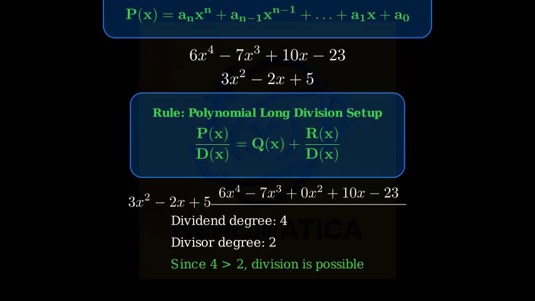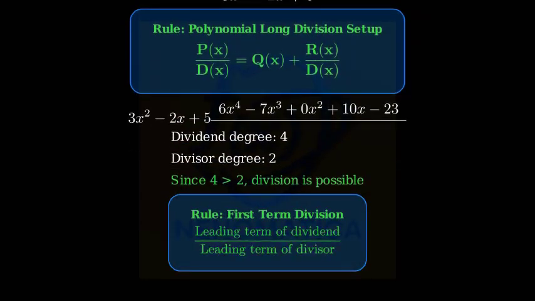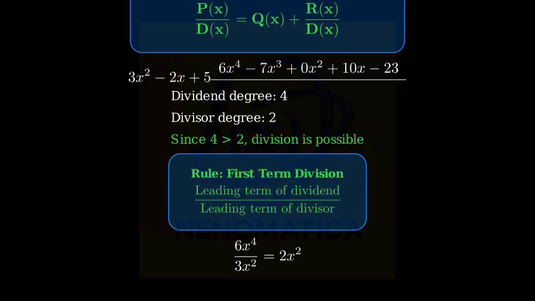The degree of the dividend is 4, and the degree of the divisor is 2. Since the degree of the dividend is greater than the degree of the divisor, we can proceed with the division. Now, let's begin the division process. First, we divide the leading term of the dividend by the leading term of the divisor.